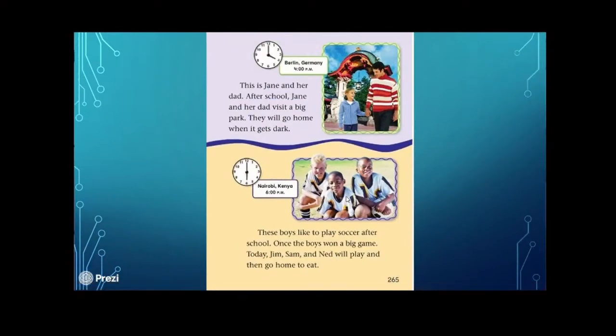Next, this is Jane and her dad. After school, Jane and her dad visit a big park. As you can see, it's huge, it's big, and they will go home when it gets dark.